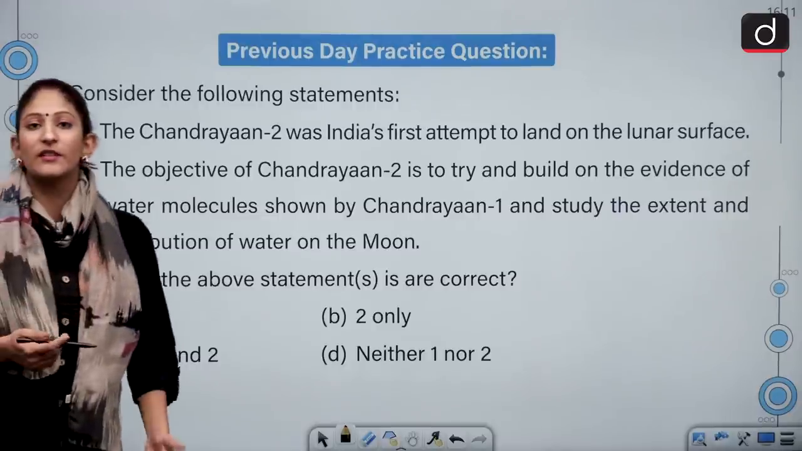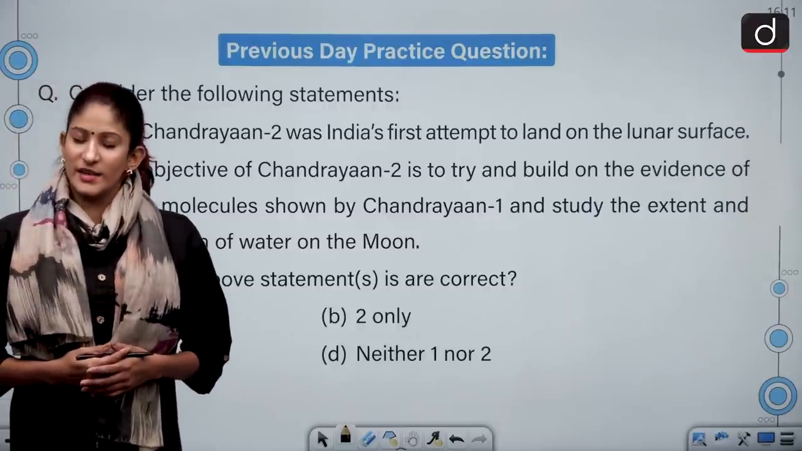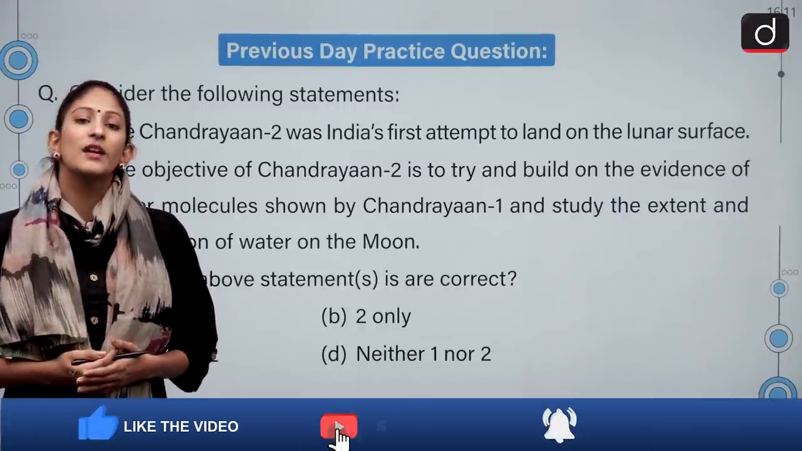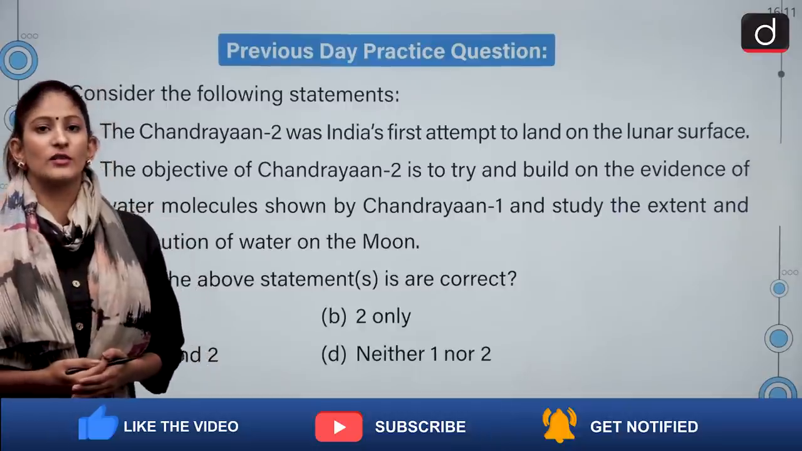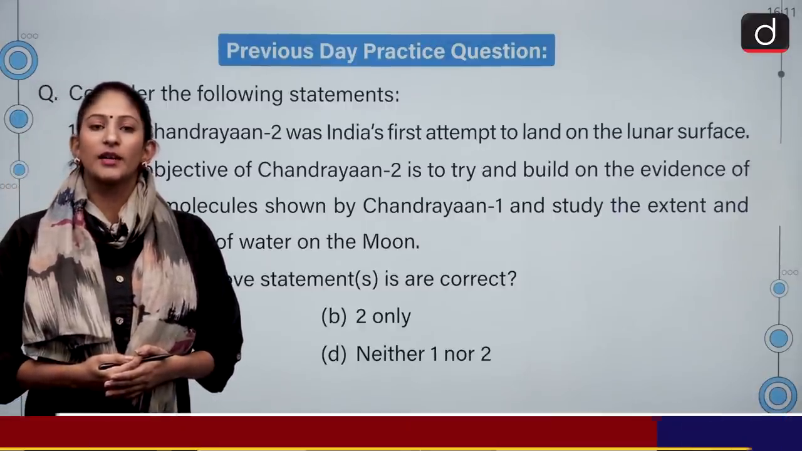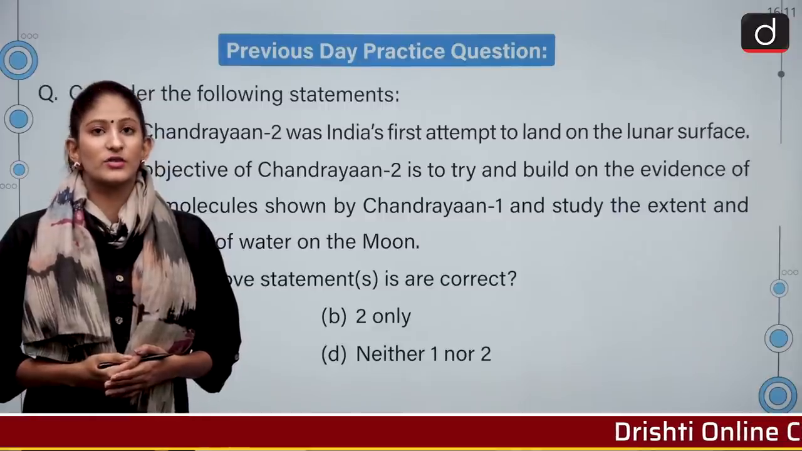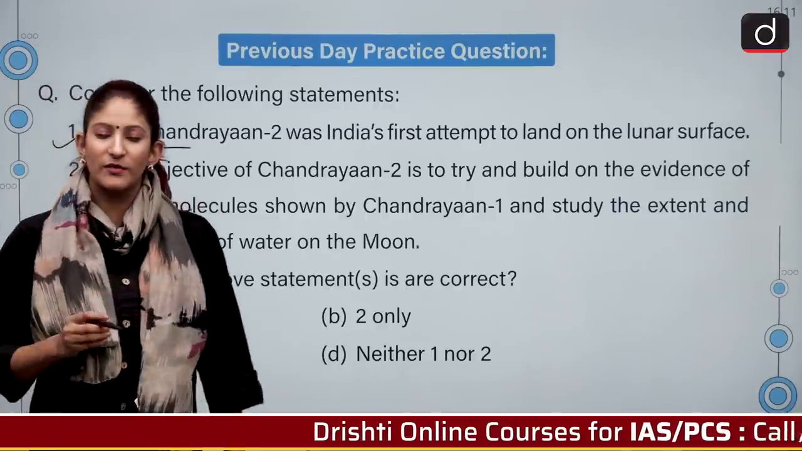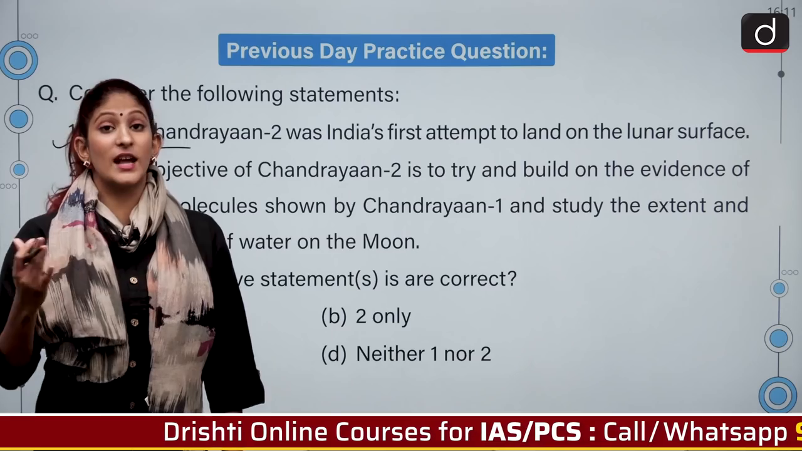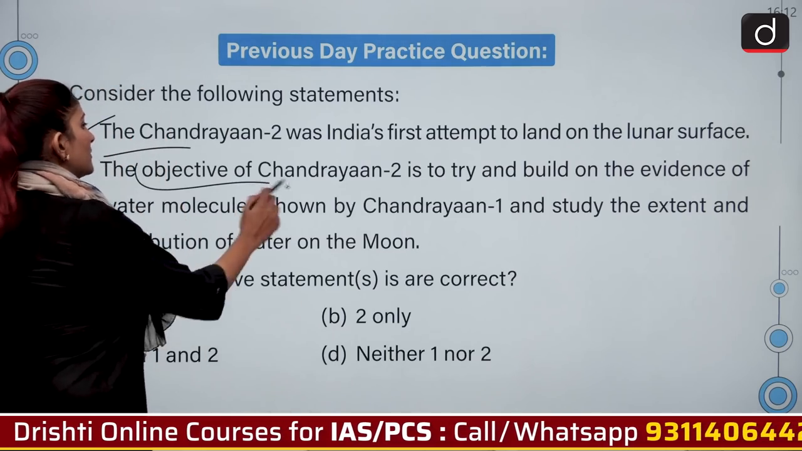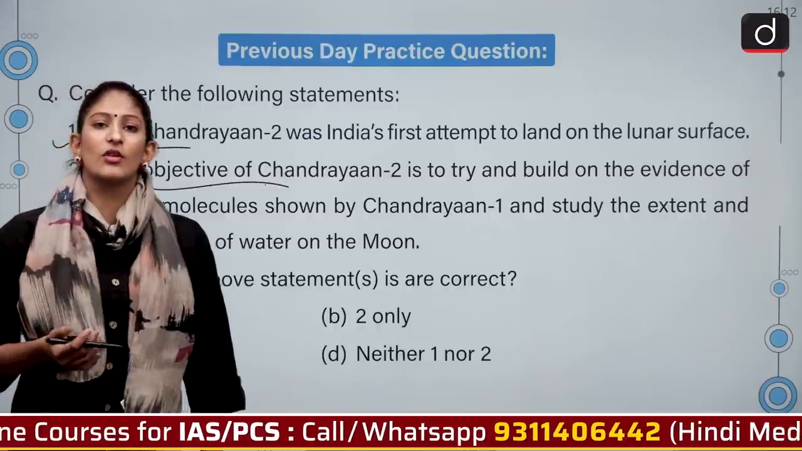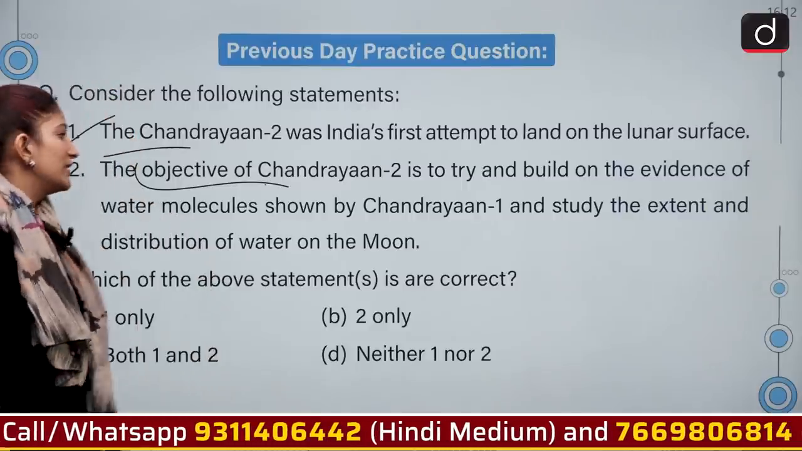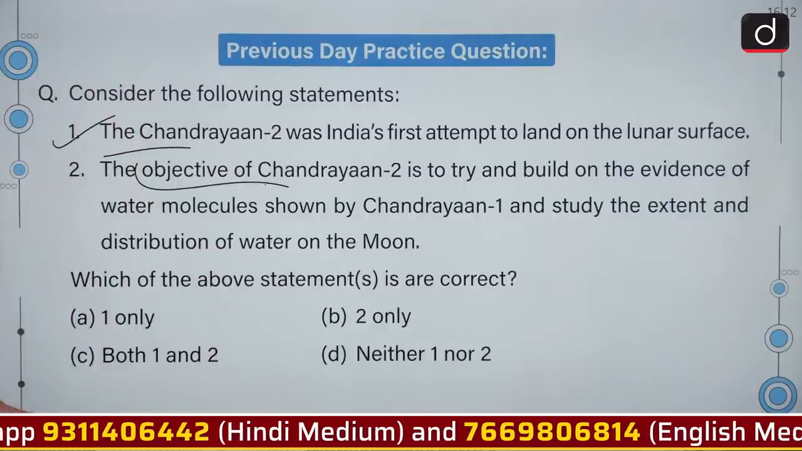Yes, it was the first ever attempt, from the Indian context, in any lunar mission to have a soft landing on the moon, which was not possible, because it was a hard landing and the Pragyan rover as well as the Vikram lander got destroyed in the process. So this is correct: the first attempt to land on the lunar surface, on the undiscovered south pole of the moon. And the objective, yes, was to build on the evidence already collected by Chandrayaan 1 in order to identify the presence of water. So both these statements are correct. The correct answer to this question is option C.